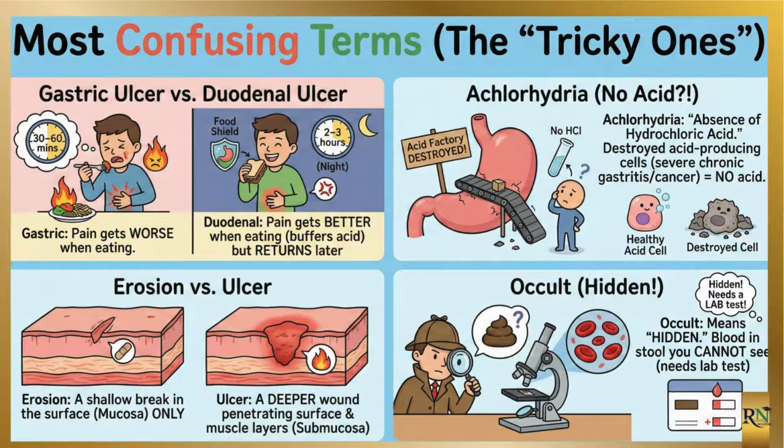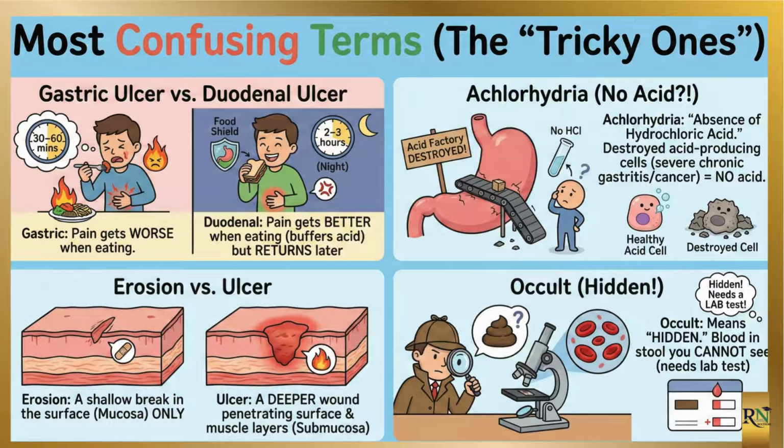Achlorhydria, this means the absence of hydrochloric acid. It's confusing because we usually think of stomach issues as having too much acid. However, in severe chronic gastritis or gastric cancer, the acid-producing cells are destroyed, leading to no acid.